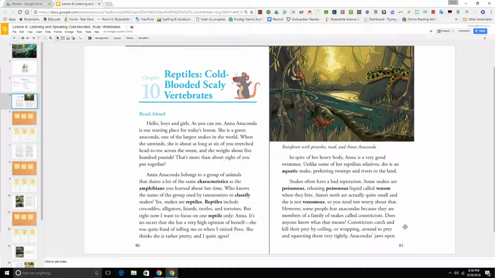Okay, I'm going to stop right here. And boys and girls, I'm going to show you what I want you to do with those Post-it notes that I said you're going to need.